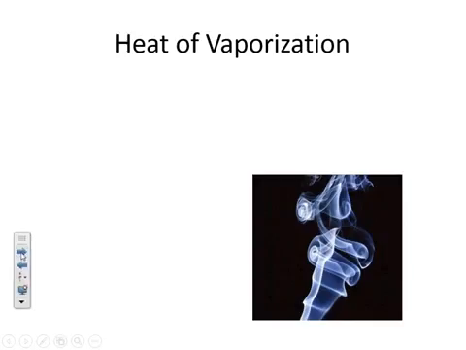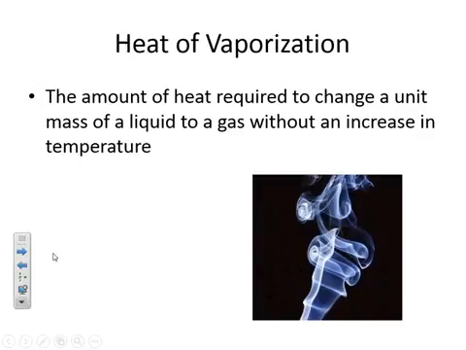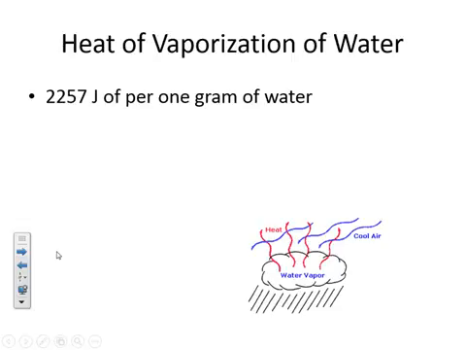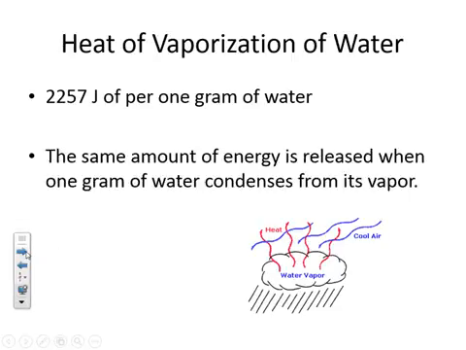Now, heat of vaporization. It's the amount of heat required to change a unit mass of a liquid to a gas without an increase in temperature. So heat of vaporization of water, if we talk about water in particular, look at the value of it, 2,257 joules per gram of water. This is absorbed when liquid water changes to a gas, and it's released when that water condenses from its vapor. So this, when it's released, it's releasing 2,257 joules per gram. Think of this when clouds form.